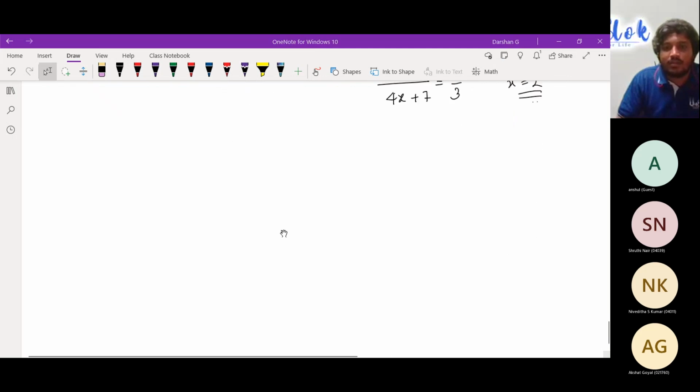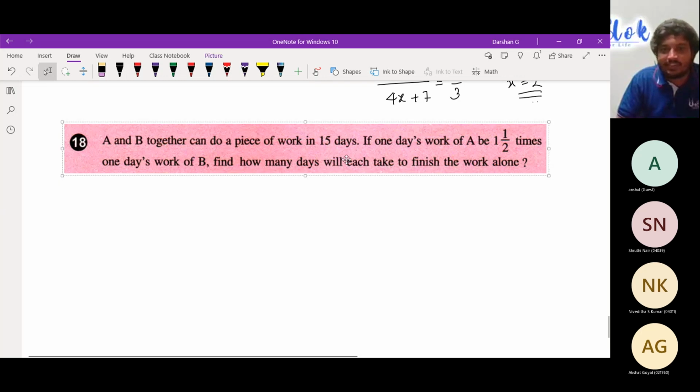Is that fine? Sir, would we lose marks in the exam if we do it that way? No, you won't. If they're really cutting marks, I don't really appreciate the teacher. That is what I meant. There is no rule. Mathematics is mathematics.